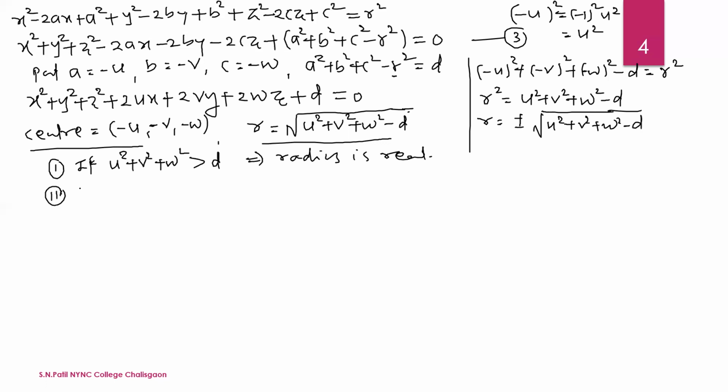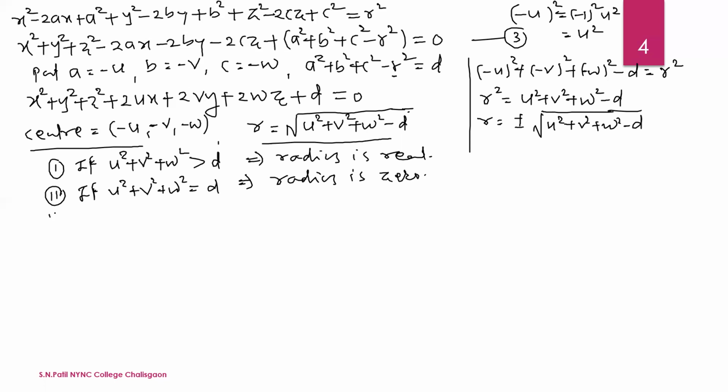Now second, if u square plus v square plus w square is equal to d, then d minus d is 0, then we get the sphere whose center is minus u, minus v, minus w, and what will be the radius? Radius is 0.